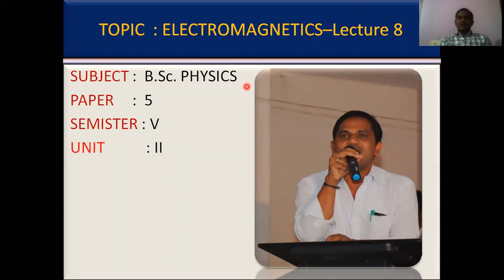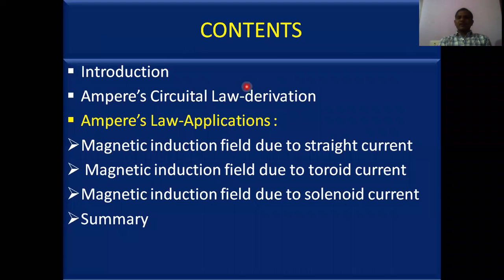In the present class, I am going to discuss the topic electromagnetics. This is a continuation of the last 7 lectures. This is BSc Physics 5th semester Electromagnetic Theory Unit 2 syllabus. The contents of the present lecture are introduction, Ampere's circuital law and its derivation. After that, we will discuss Ampere's law applications, such as the first one, magnetic induction field due to the straight current, magnetic induction field due to the toroid current, and magnetic induction field due to solenoid current. Lastly, we will see the summary of the lecture.